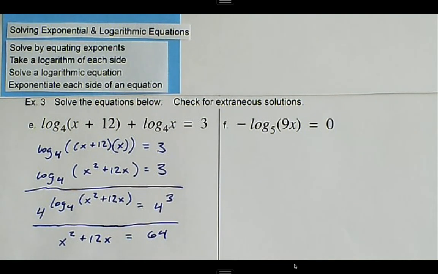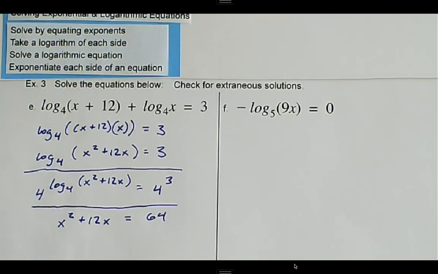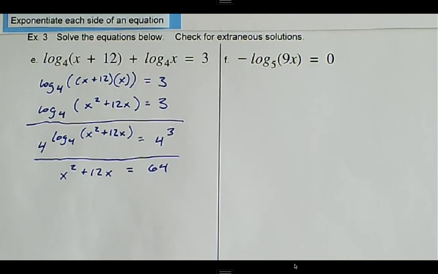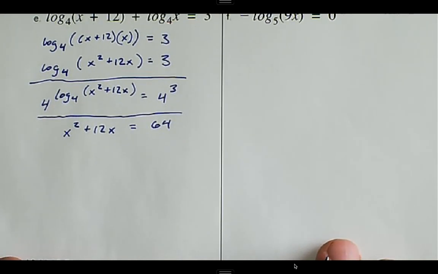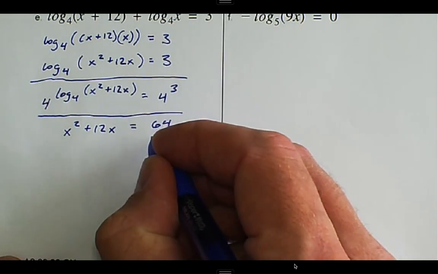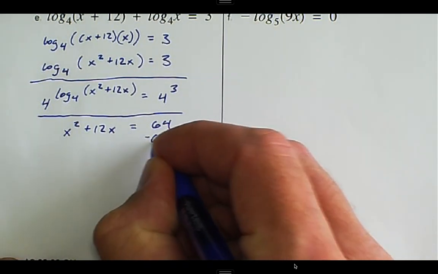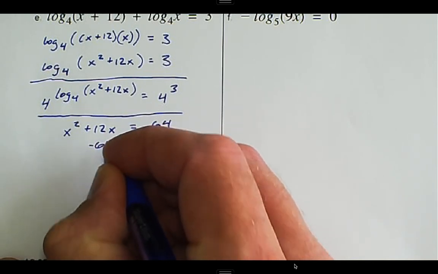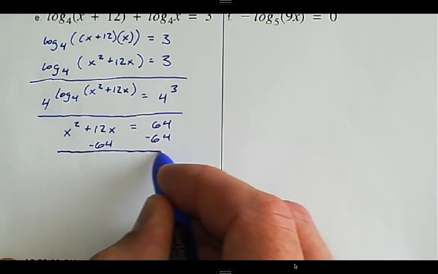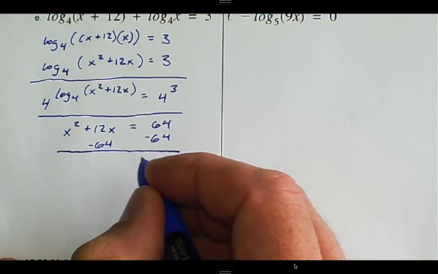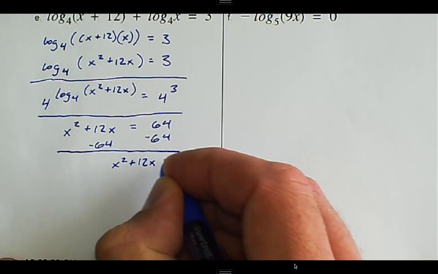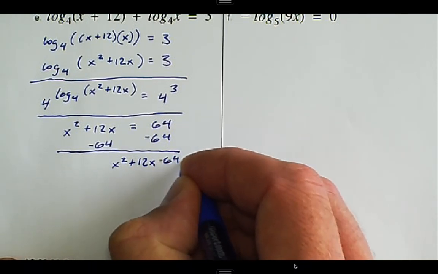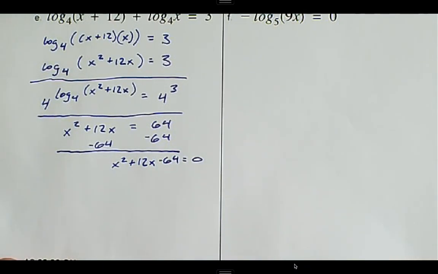And we can see that we have a quadratic function here again. In order to solve this, this one's going to be able to be factored. We need to get 0 on one side, so we'll subtract 64 from both sides. And then we get x squared plus 12x minus 64 is equal to 0. And then we can factor this.